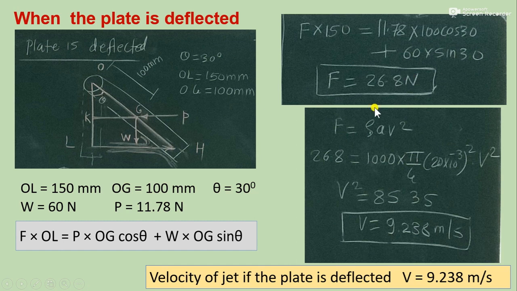Okay, now F is equal to rho A V square. So here F is the known value and the unknown value is velocity. So we put here 26.8 is equal to rho 1000 kg per meter cube, pi by 4 into d square, that is the area. So this is the diameter, we already know this. So we take the square, velocity square, then V square is equal to 85.35. Then we take the square root and we get the velocity of the jet when the plate is deflected, that is 9.238 meter per sec.